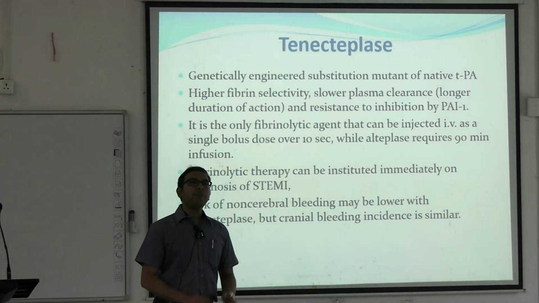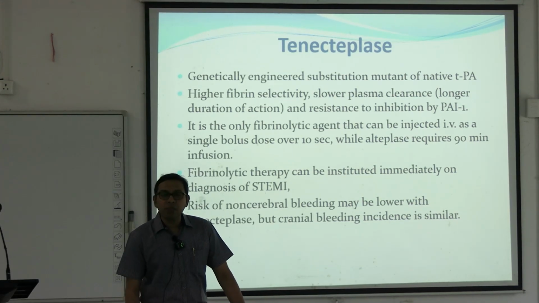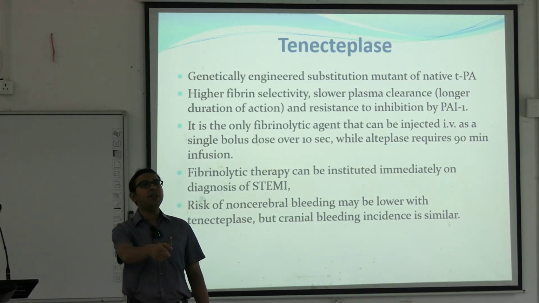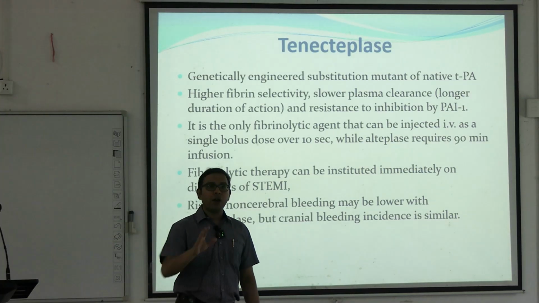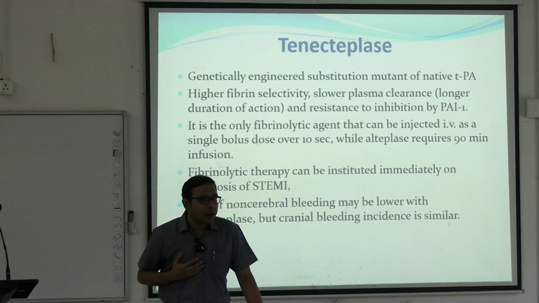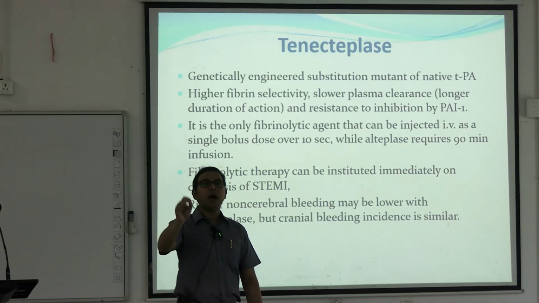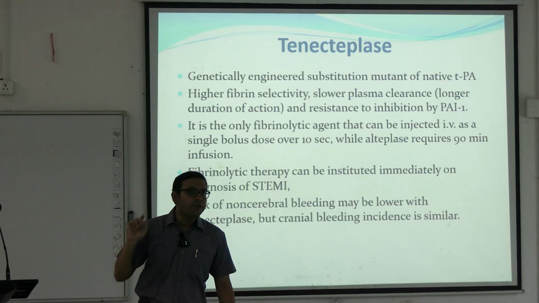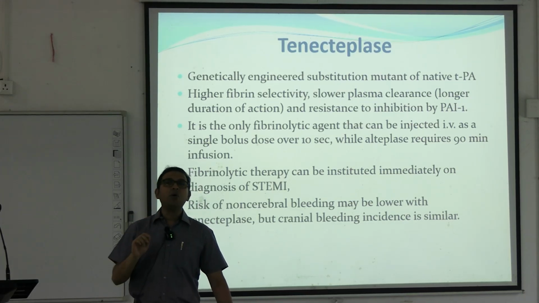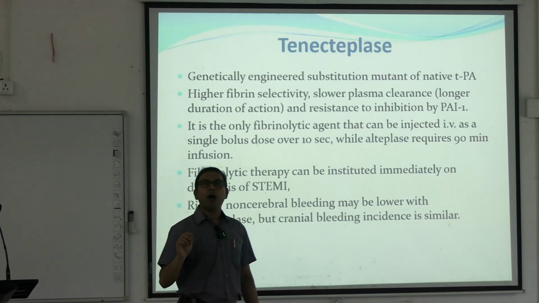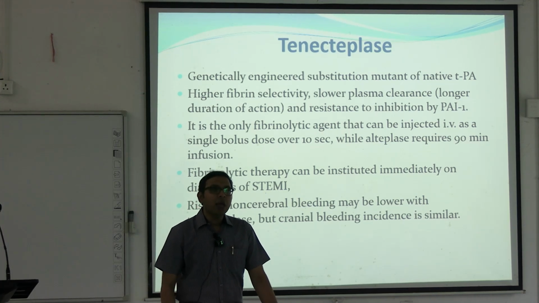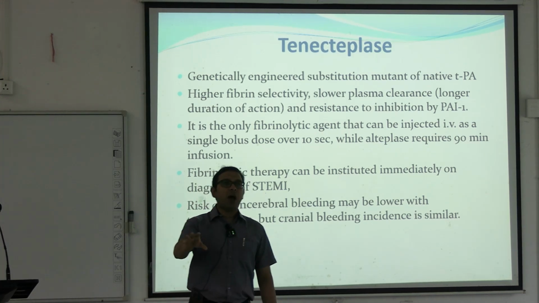What is the advantage of tenecteplase over the previous ones? Tenecteplase can be given as a single IV bolus dose within 10 seconds, just an IV injection. For example, a patient comes with chest pain. In the emergency you have done the ECG, and in the ECG you have seen there is ST segment elevation. It is known as ST segment elevation myocardial infarction, a STEMI. When a STEMI is diagnosed, immediately you have to give some drugs.